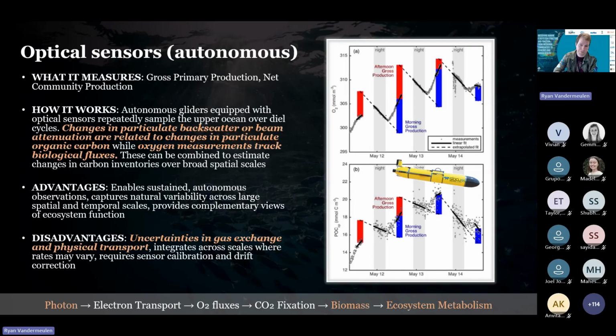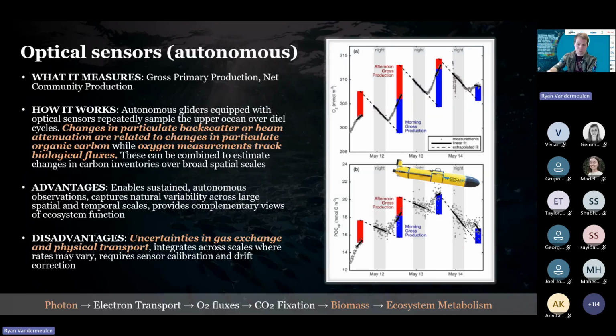So one approach is to use optical sensors to track changes in the amount and characteristics of particles in the water column. Because suspended particles scatter and absorb light, measurements such as backscatter and beam attenuation provide a really useful proxy for particle concentration. With appropriate calibration, these optical signals can be related to changes in particulate organic carbon, allowing us to estimate changes in carbon biomass over time and then infer rates of carbon production and loss. A complementary approach is to use oxygen as a tracer of ecosystem metabolism.